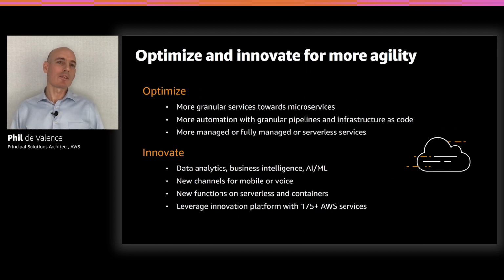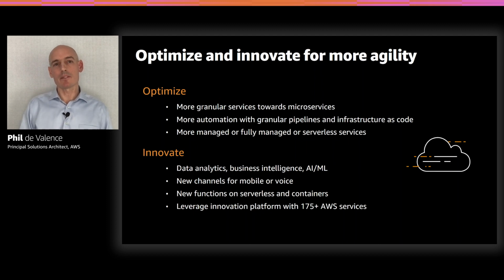Now that we have migrated and modernized mainframe workloads to AWS using macroservices, we can engage into the second phase for optimization and innovation. This optimization is facilitated by the breadth of services and features readily available in AWS. There are over 175 fully featured services in AWS Cloud, so we can optimize the migrated workload for more agility in many different dimensions. For example, we can create more granular services towards microservices, or we can introduce more automation with pipelines and infrastructure as code. Or we can reduce operational complexity and increase speed with managed and serverless services.